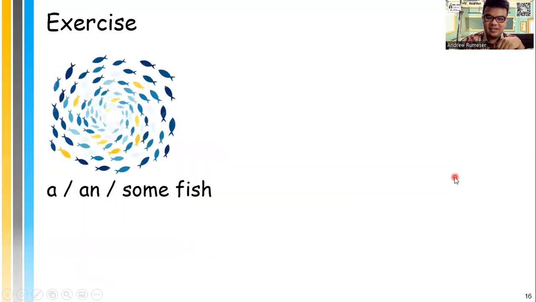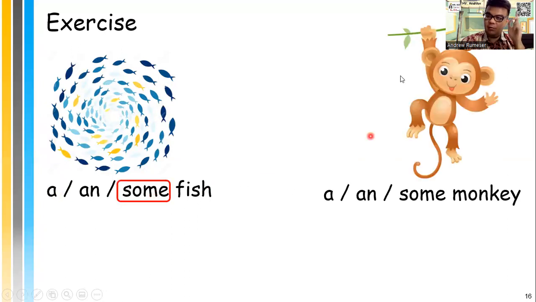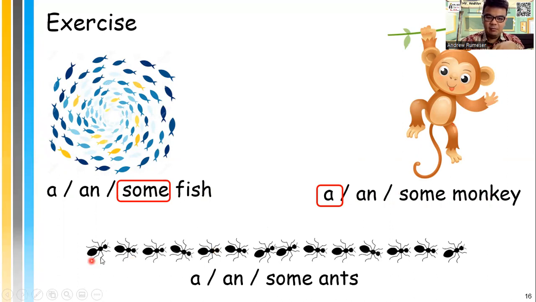Last one, okay? Wow, so many fish. What do we say? Some fish. That's right. One monkey, a monkey, an monkey, or some monkey? Which one? A monkey. That's right. And then, wow, so many ants. What do we say? A ants, an ants, or some ants? Which one? With some. Excellent. Good job. Some ants, right?